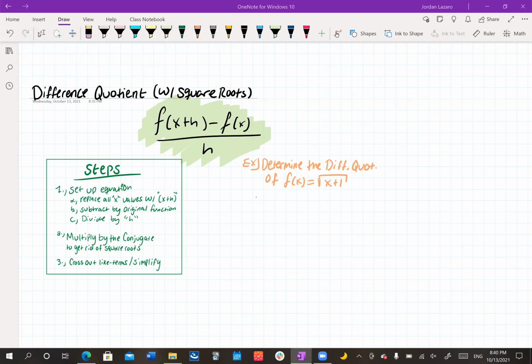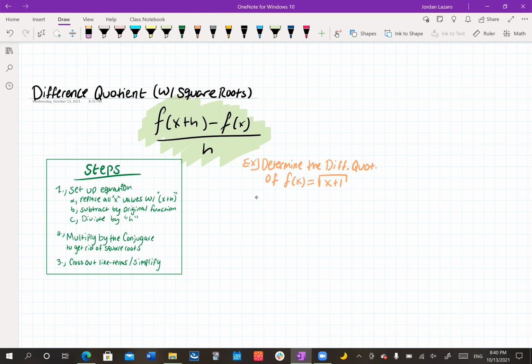What is up, everyone? We're going to learn about the difference quotient under the context of square roots. In other words, we're going to learn how to use the difference quotient in order to solve problems that have a square root. So here on the left side, you see that I've already written out the steps for you.